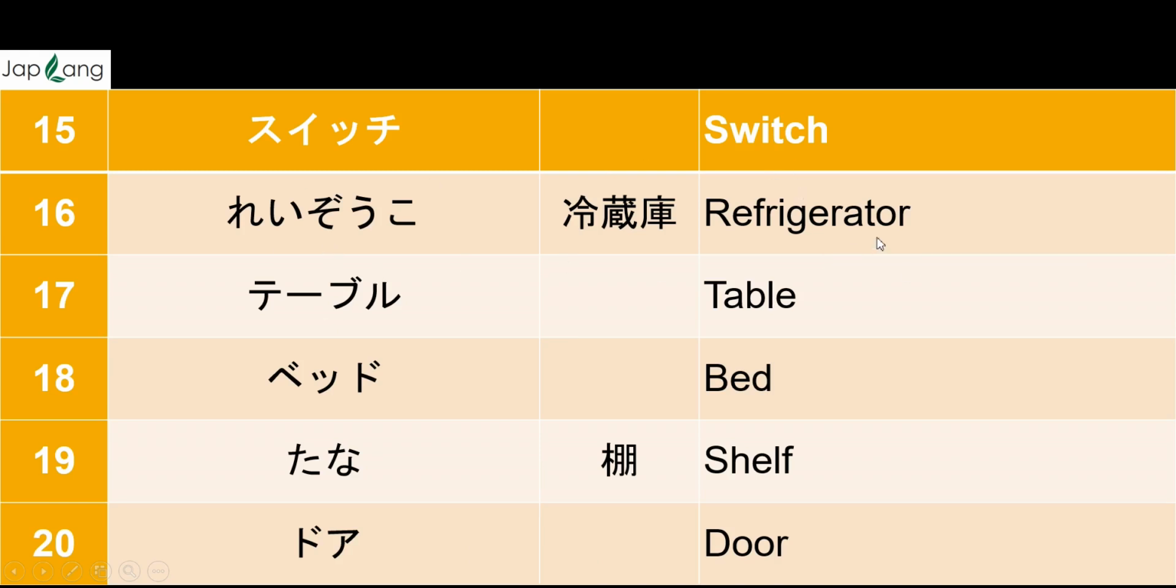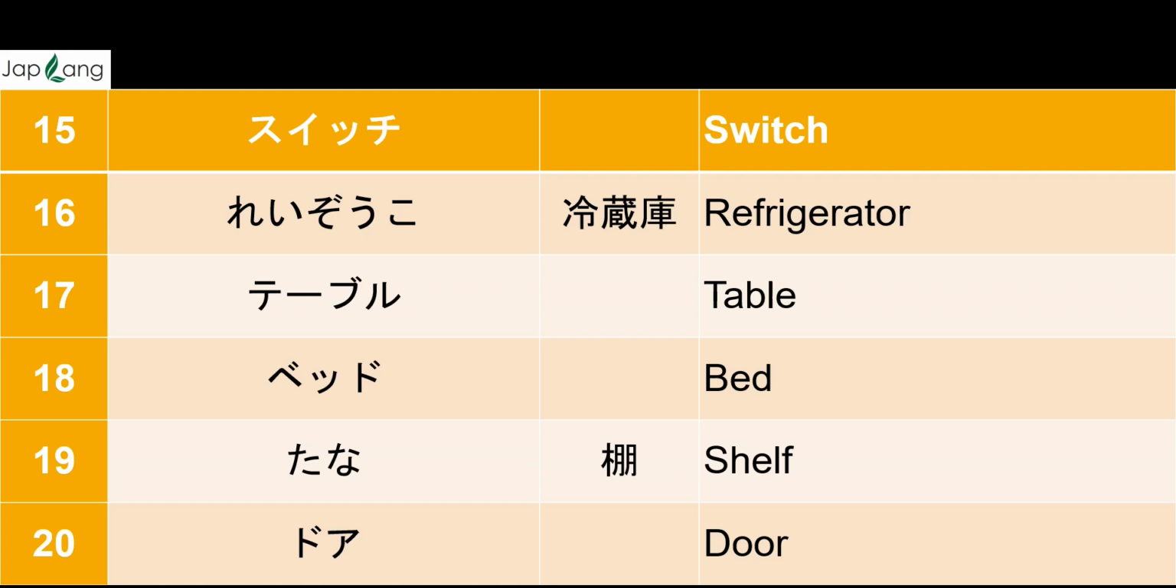冷蔵庫 is a refrigerator. 冷蔵庫に卵があります。In the refrigerator there is a tamago. Tamago is egg. Teburu. Teburu is table. 私の家にテーブルがあります。In my house there is a table. ベッド。私はベッドに寝ます。I sleep in bed. 棚。shelf. 棚の中に本があります。In the shelf there is a book.